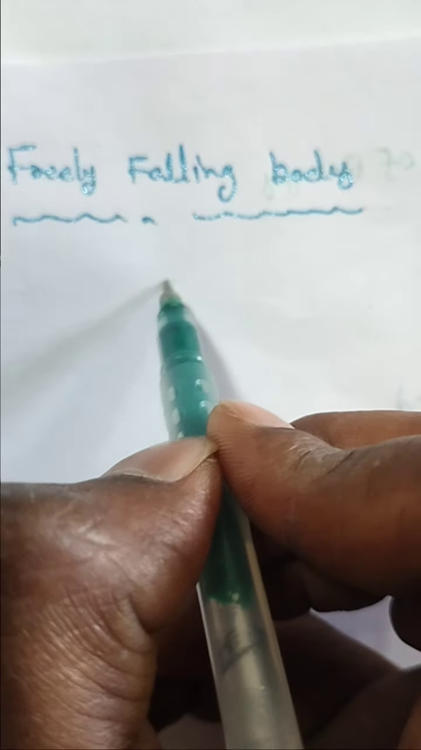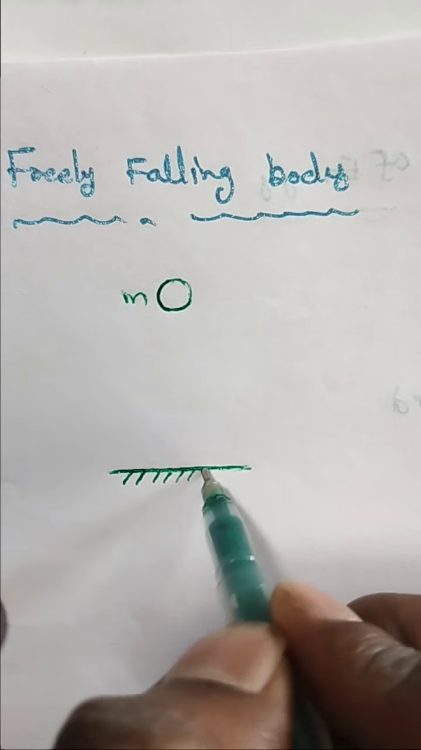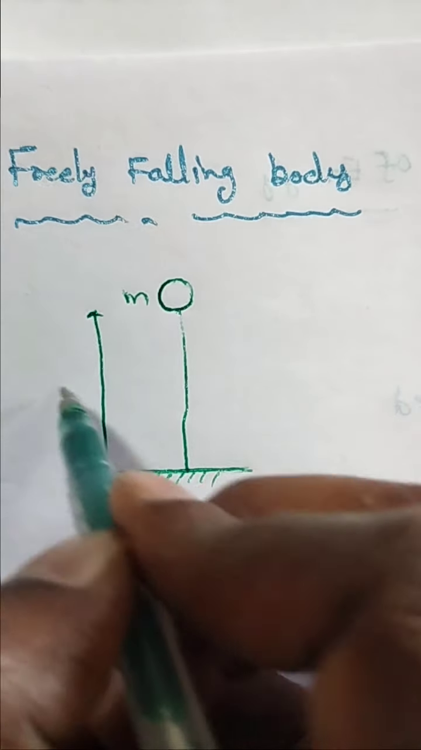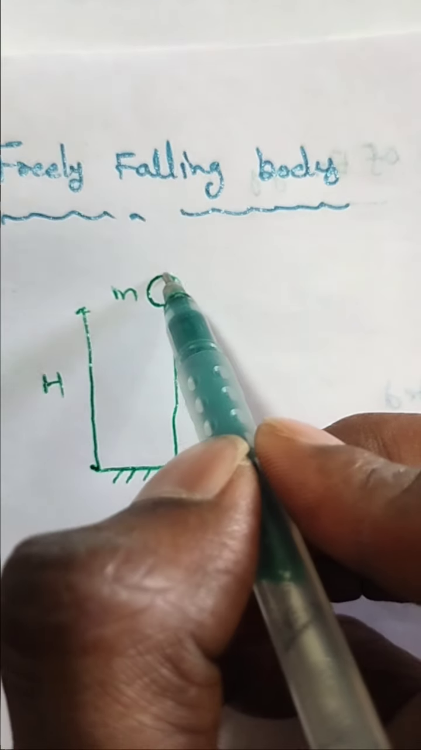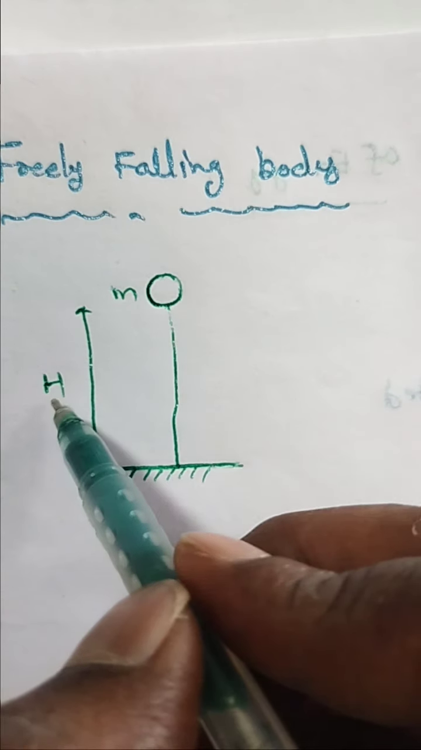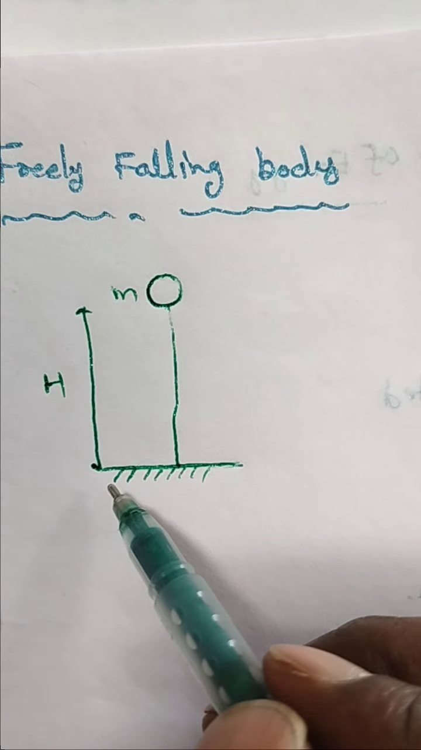I will prove it now. Here I am taking one example, a freely falling body. This is one object, a ball or any object, with mass m. It is at a particular height with respect to the ground. I am taking capital H as the height of the object with respect to the ground.